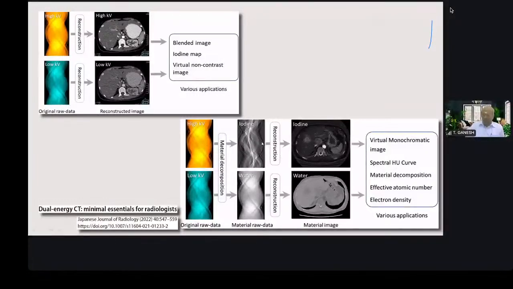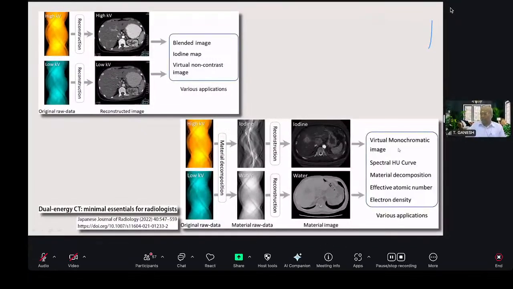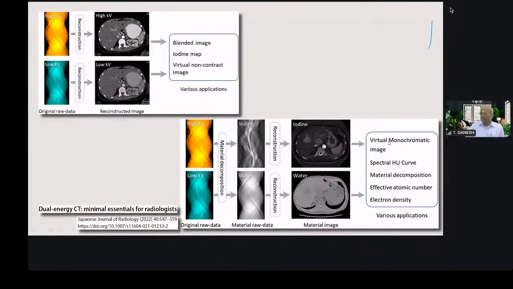And we can combine them using the material raw data before the reconstruction, and using that we may be able to produce what is called a virtual monochromatic image, as if the image had been produced not using a polychromatic beam, but a monochromatic beam. How would that look?